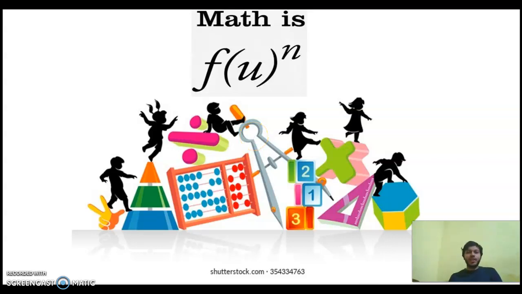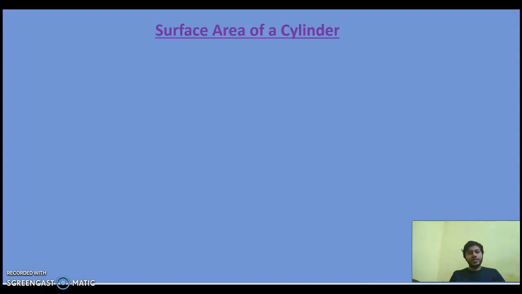Today's class we will be learning to find the surface area of a cylinder. We can take a figure of a cylinder of any radius r and height h. And first of all we need to derive the formula to calculate the surface area of a cylinder.